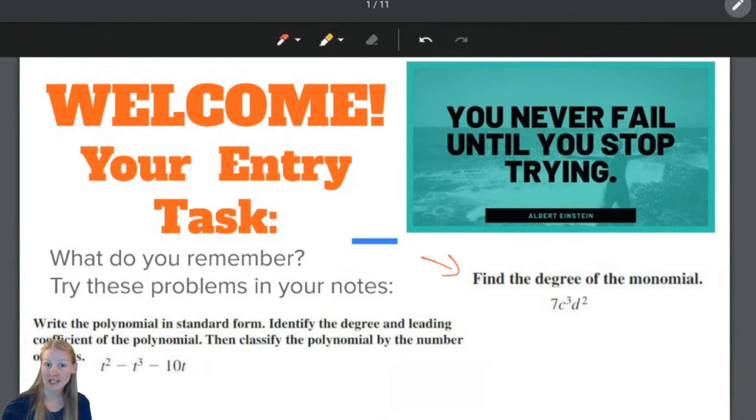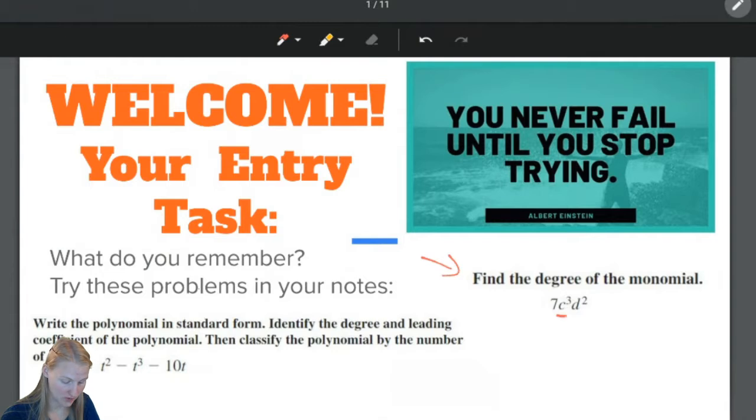Find the degree of the monomial. Now remember, a monomial has only one term, nothing is being added together. If this were 7c^3 plus d^2, then I would have 2 terms, and this would be a binomial. But because nothing is being added together, it's just multiplication, this is a monomial.